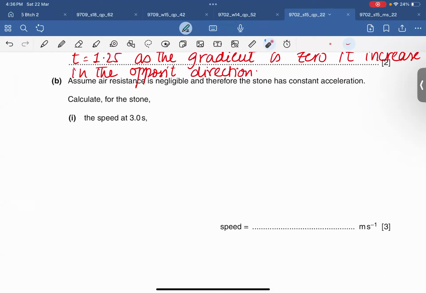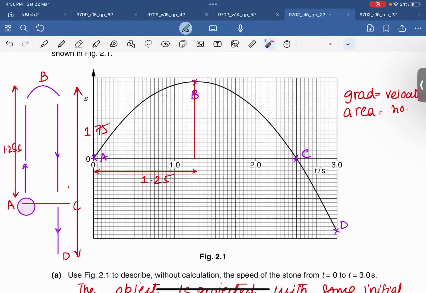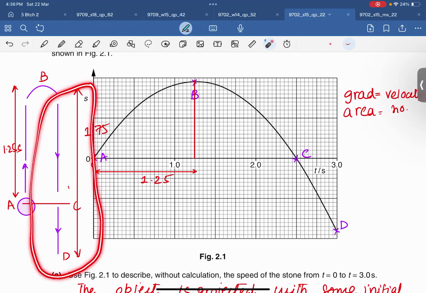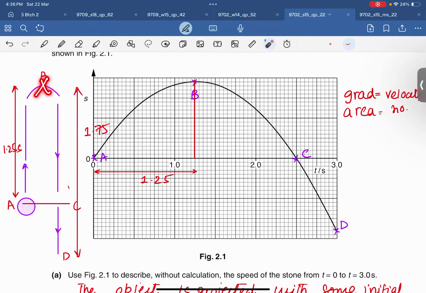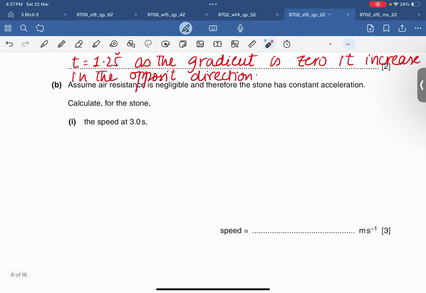Okay, what will we do? If you consider this motion, this side, this motion, okay? So we know that at maximum height velocity is zero. We know that the stone takes 1.75 seconds to reach point D, right? We also know that the gravity is 9.81, okay, downward, okay? So you understand?